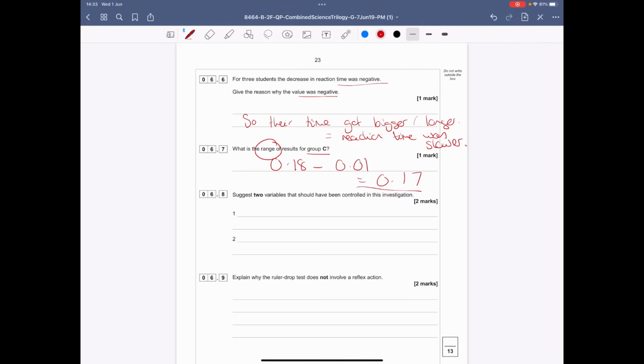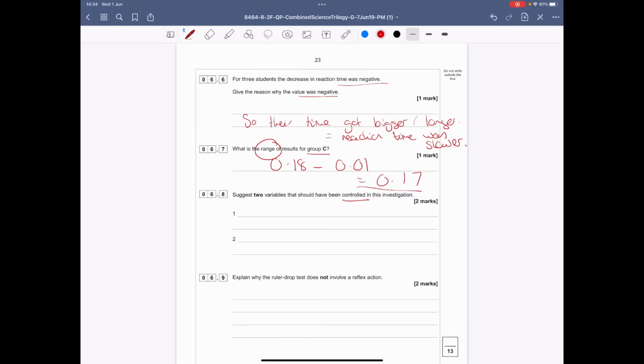Question 6.8. Suggest 2 control variables that should have been controlled in this investigation. So we know that we are changing the amount of caffeine, but what else should we keep the same about this practical? Well, there are loads of things that you could put on this, so I'm just going to read out a quick list. The people in the experiment should have roughly the same age, potentially be the same sex or have the same gender. They could have the same height, weight or BMI. They must all have had no caffeine or medication earlier that day.